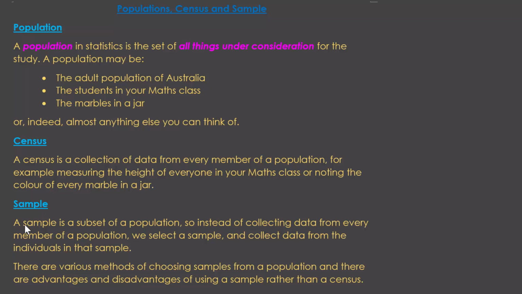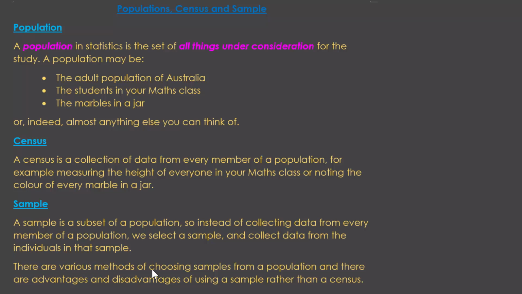A sample, on the other hand, is a subset of the population. We might take a 10% sample, so we only look at 10% of the population, or a 5% sample. So instead of collecting data from every member of a population, we select a sample and collect data from the individuals in that sample.